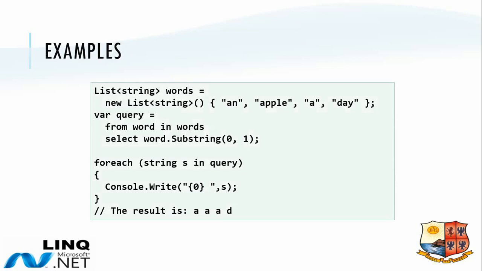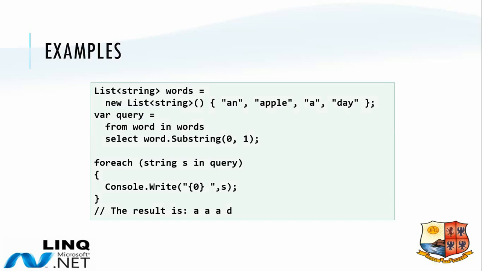A list of strings: an apple a day. It's a string collection. What is the query? Look at that. From word in words, select word dot substring 0 comma 1. Substring is a string function. What is 0 comma 1? Start from the first index, which is 0. Take one character, which means the first character of every word. You see the output is A, done.